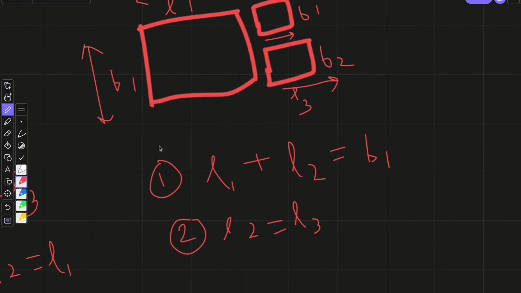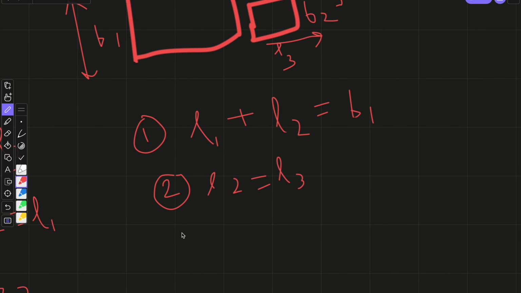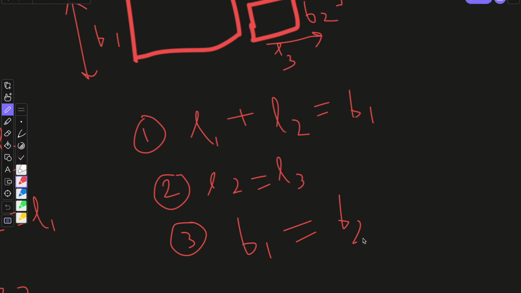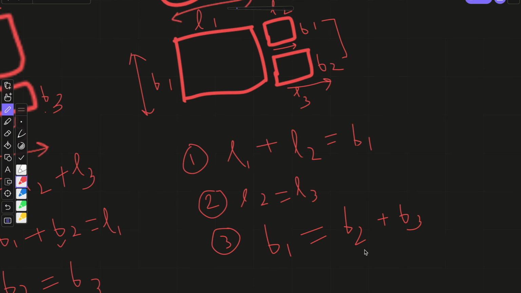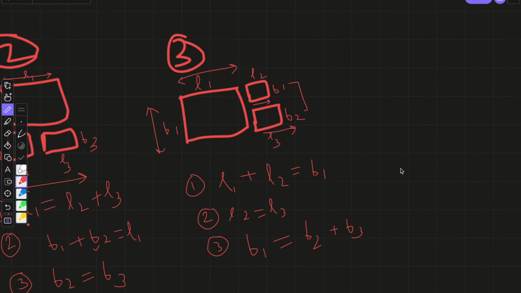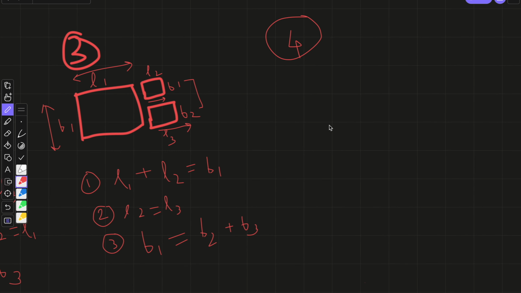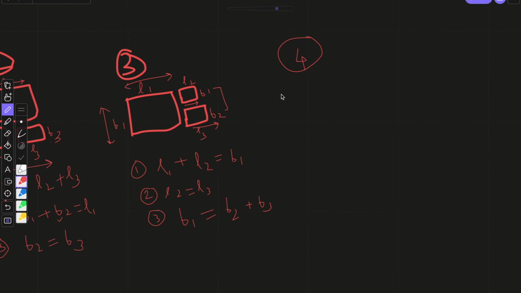Now we have to take care of one more thing, that the addition of the breadths must also be equal to B1. So the third condition is B1 equals B2 plus B3. So this is the third case, how we would arrange the rectangles. Now the fourth case, how we are going to arrange the rectangles.